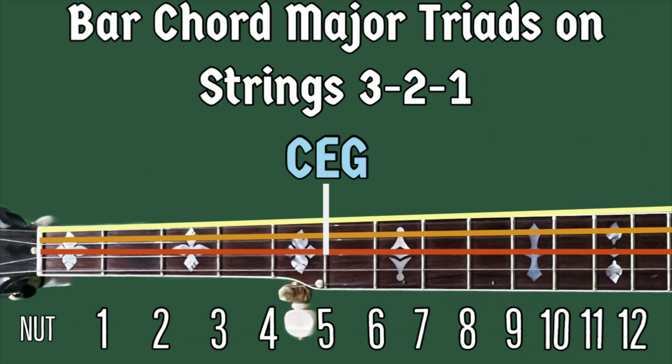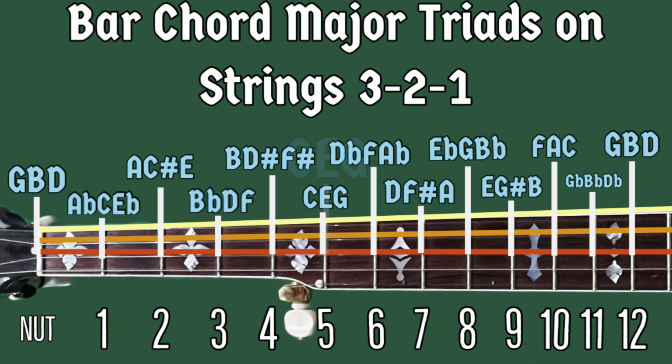A bar is a way to fret a chord on the banjo whose notes are all at the same fret location as each other. In standard G tuning, major triads are found at every fret position and in the correctly ascending pitch on strings 3, 2, and 1 as bar chords.